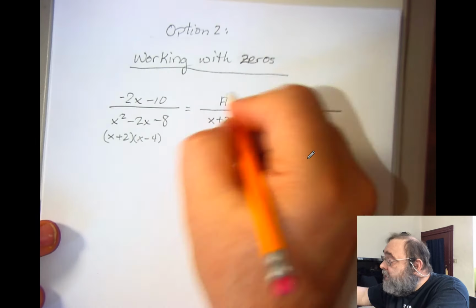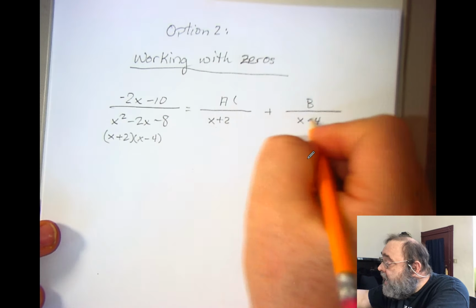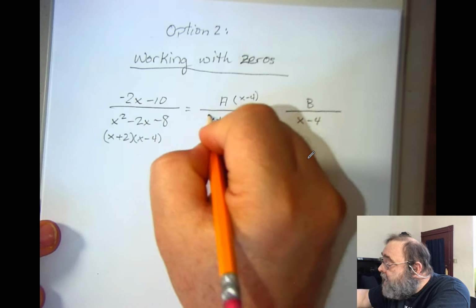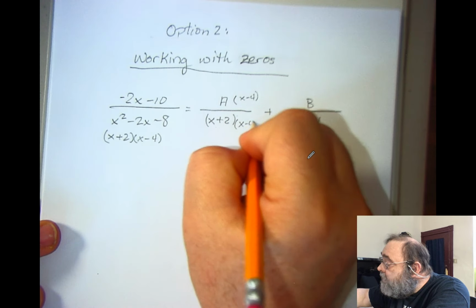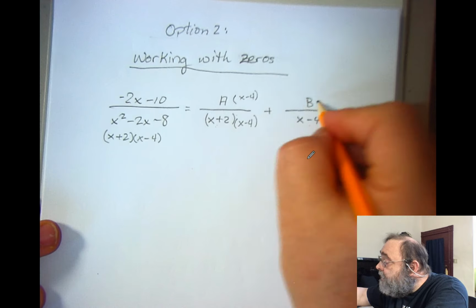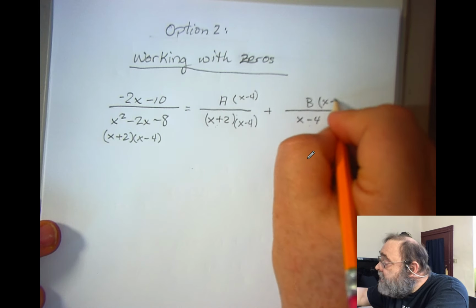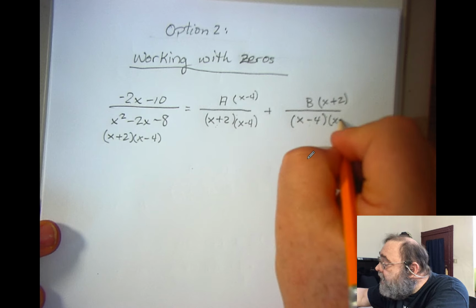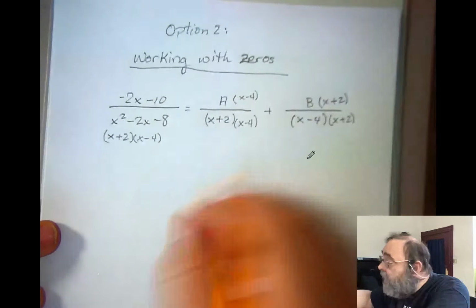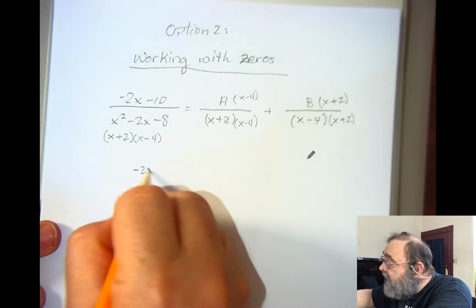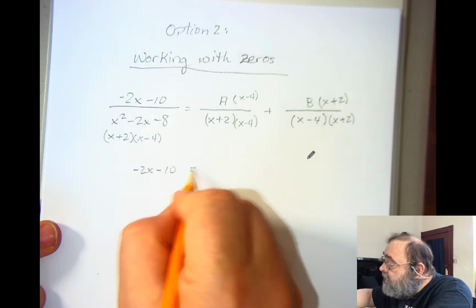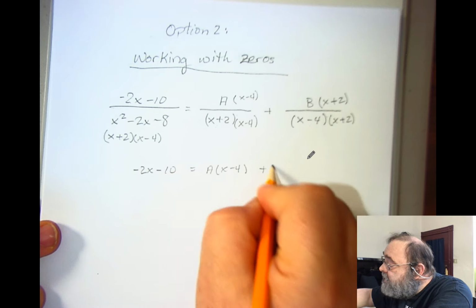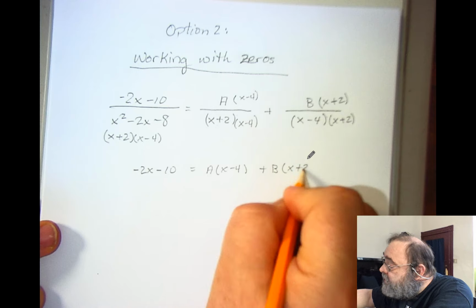We're also going to follow the same process of multiplying the second denominator by the first equation in order to get the common denominator. And then we're going to multiply the first denominator by the second equation to get the common denominator. And when we have the common denominator, we are only working with our numerator. So negative 2x minus 10 is equal to a times x minus 4 plus b times x plus 2.